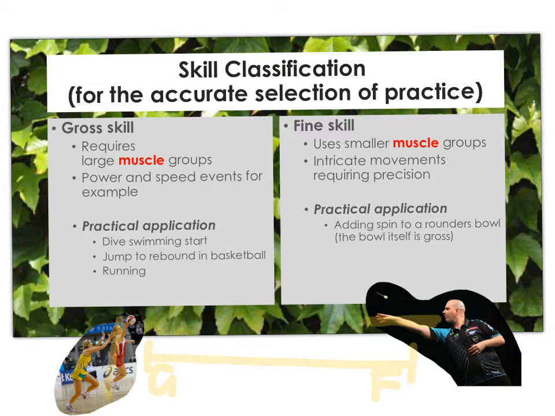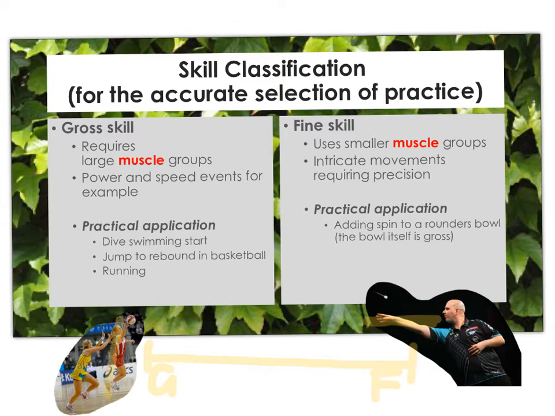A gross skill requires large muscle groups, so the netballer, gastrocnemius, quadricep, gluteals, core, deltoids, triceps, you name it, she's used it. They would be likened to powerful and fast events, for example, and other practical applications would be a dive in the pool at the start of a swimming race, jumping to rebound in basketball, running.